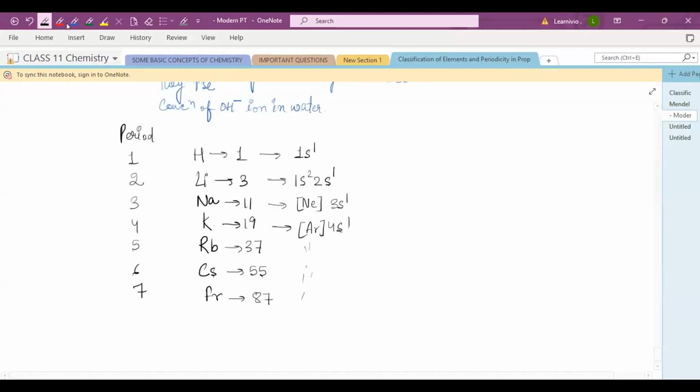So when we talk about the general electronic configuration of group one, the alkali metals, it will be ns1. You can see 2s1, 3s1, and n could be 1, 2, 3, 4, 5, 6, 7. And what is n over here? n is your period number.